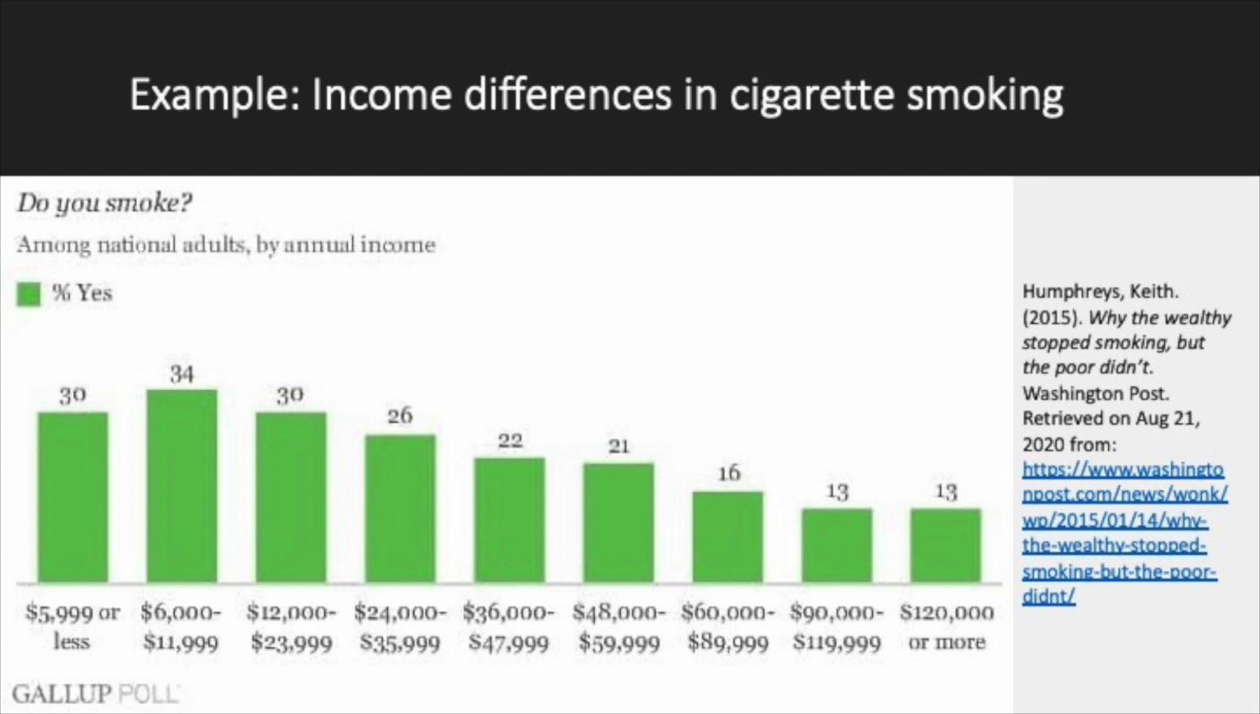Choice doesn't operate in a vacuum. So when we look at who smokes cigarettes and who doesn't in the US, we see huge disparities by income. This immediately suggests that there are systematic differences in smoking and therefore lung cancer across income groups. Now the question is why?